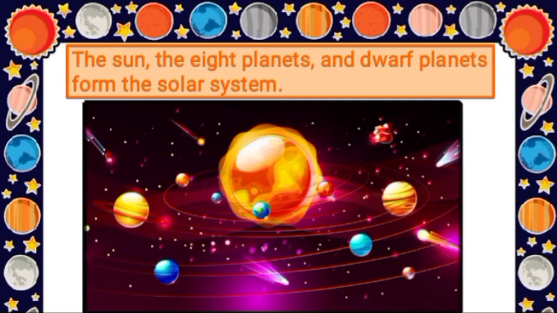Means we can say that the sun, the 8 planets, their moons and the dwarf planets form the solar system. And this solar system is a part of the Milky Way galaxy, and this galaxy is a part of the universe. And these 8 planets that revolve around the sun are Mercury, Venus, Earth, Mars, Jupiter, Saturn, Uranus and Neptune.